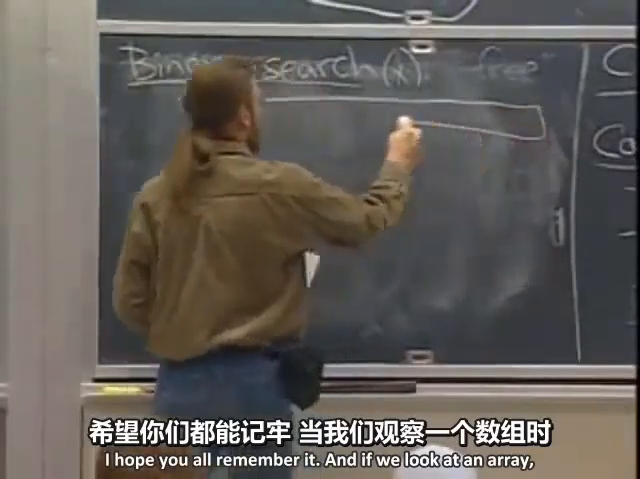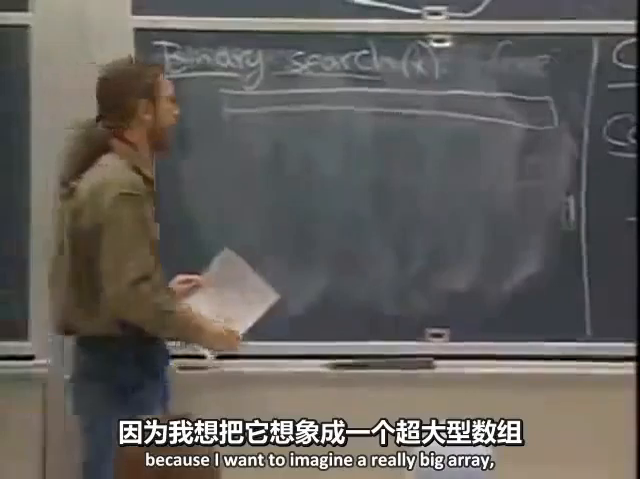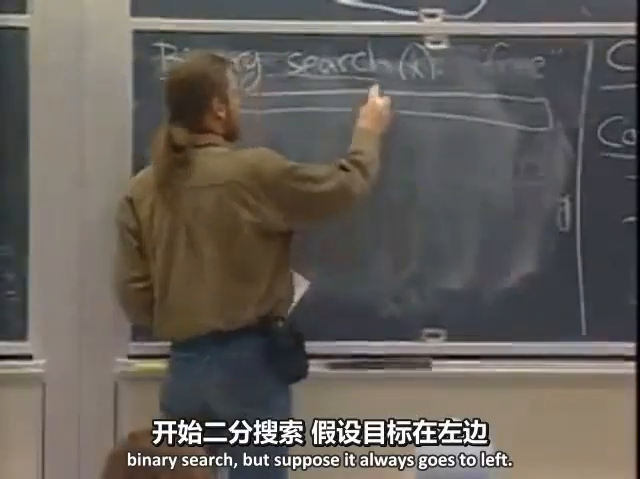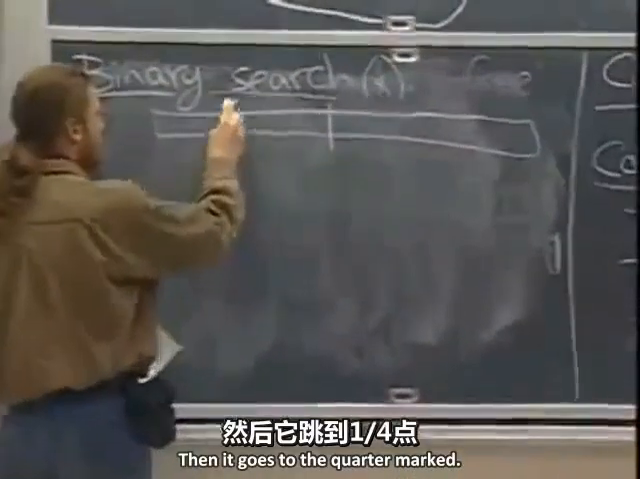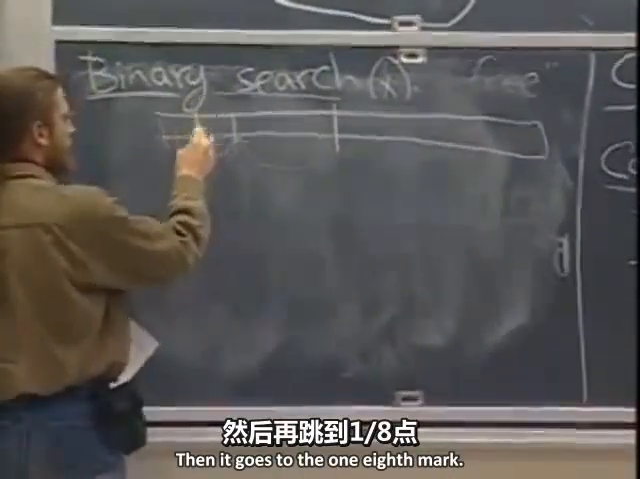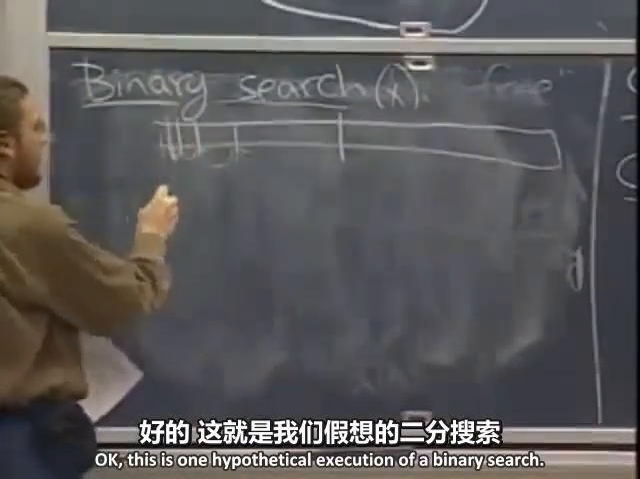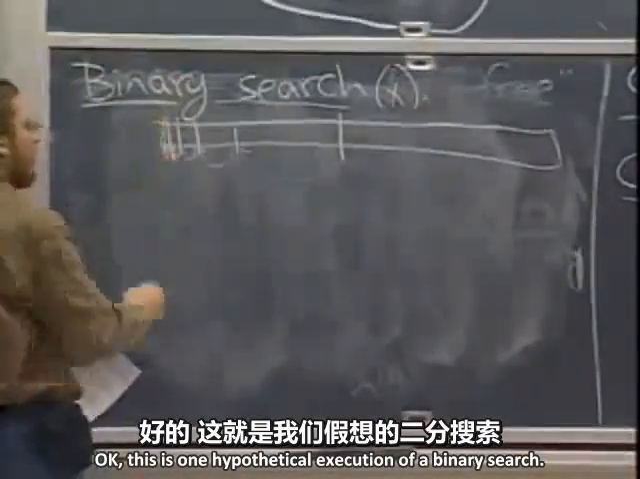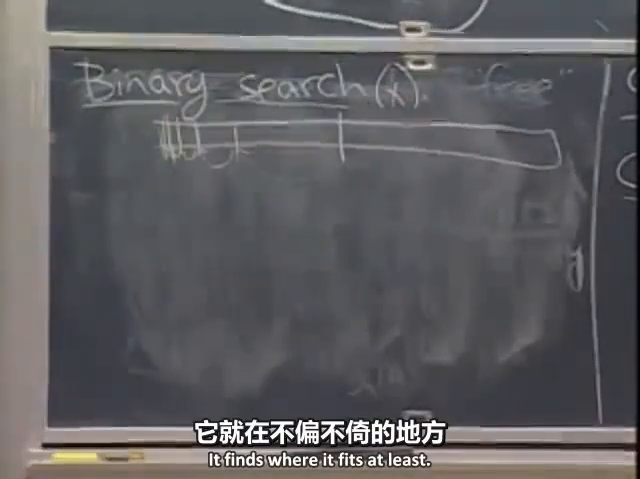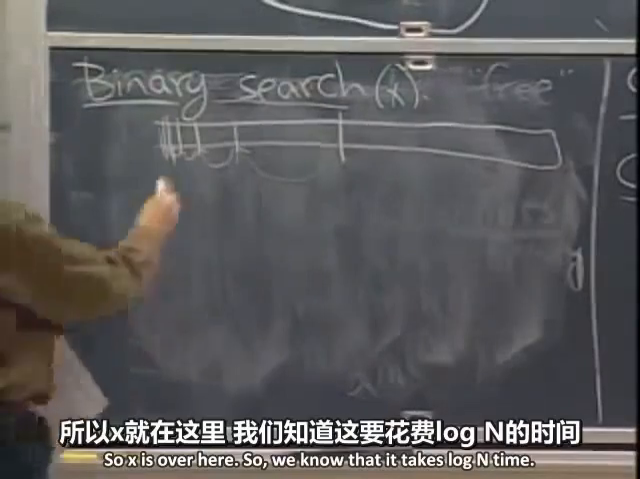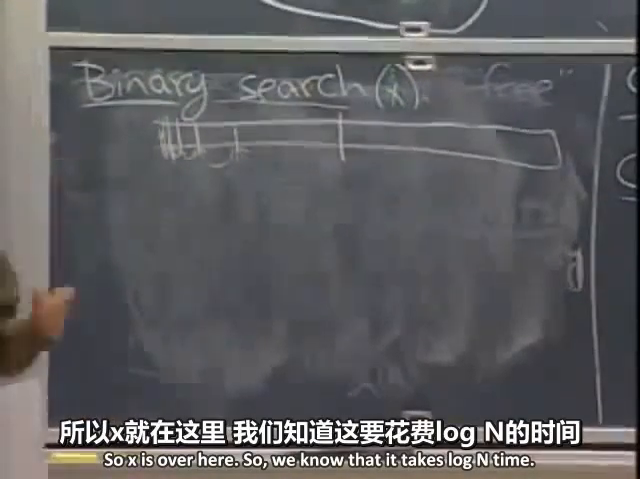And if we look at an array, and I'm not going to draw the cells here because I want to imagine a really big array. A binary search, let's suppose it always goes to the left. It starts by visiting this element in the middle. Then it goes to the quarter mark. Then it goes to the 1/8 mark. Okay, this is one hypothetical execution of a binary search. And eventually it finds the element it's looking for, finds where it fits at least. So X is over here. So we know that takes log n time.